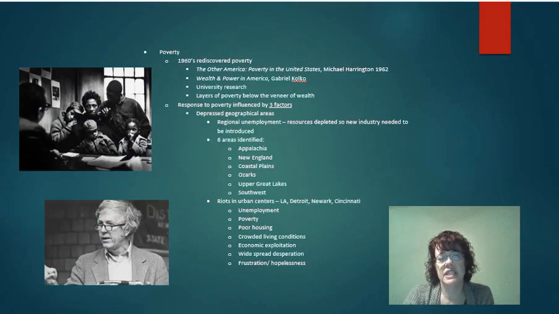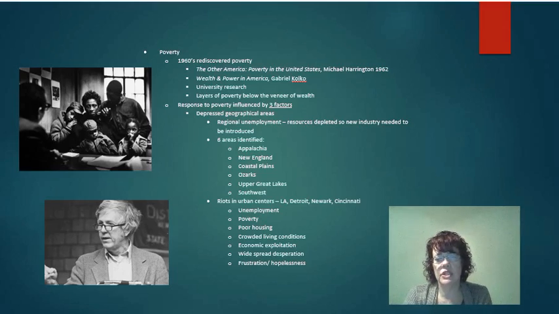Poverty. In the 1960s, we rediscovered poverty. The Other America: Poverty in the United States by Michael Harrington in 1962. Wealth and Power in America, Gabriel Kolko. There was university research on the layers of poverty below the veneer of wealth. Much like the 1920s, there's this idea coming about that even when we see prosperity in the upper and middle class, it doesn't mean that poverty's been eradicated in the working class and the lower middle class.